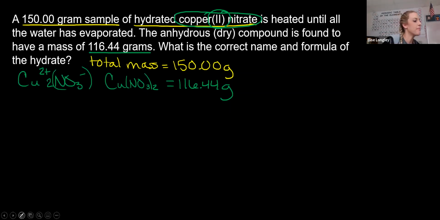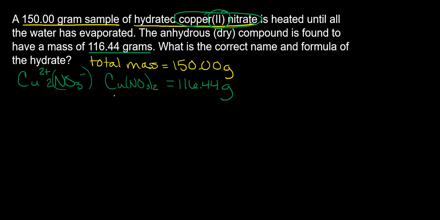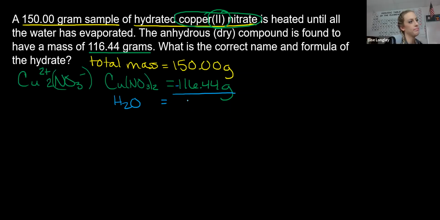Renee, how do I find the mass of the other part? The salt is one thing. What is the other thing? The water. So you would take the 150 gram sample and subtract the anhydrous compound, which is 116.44. And when you do that, what do you get for your number?